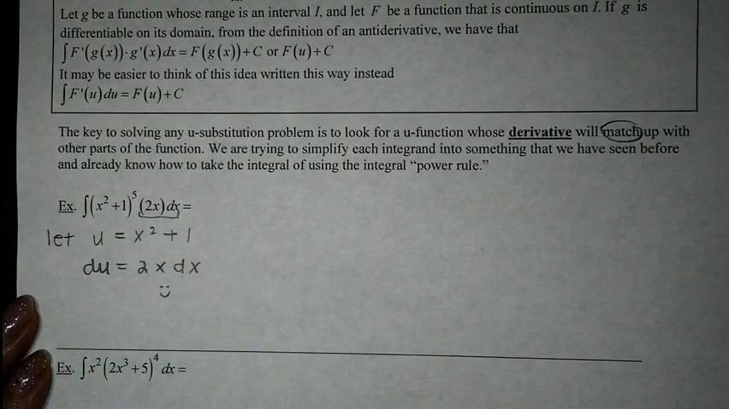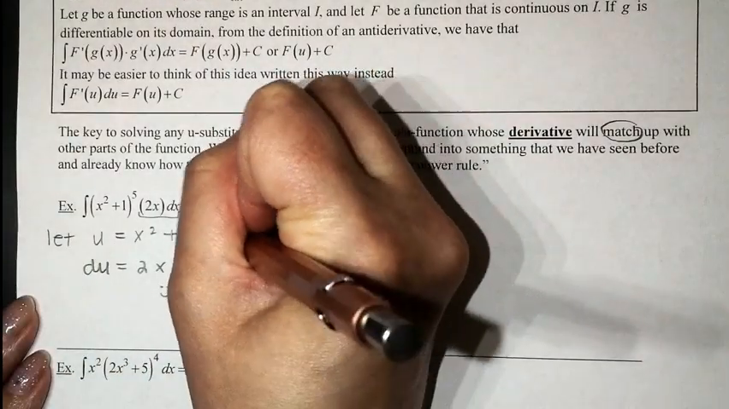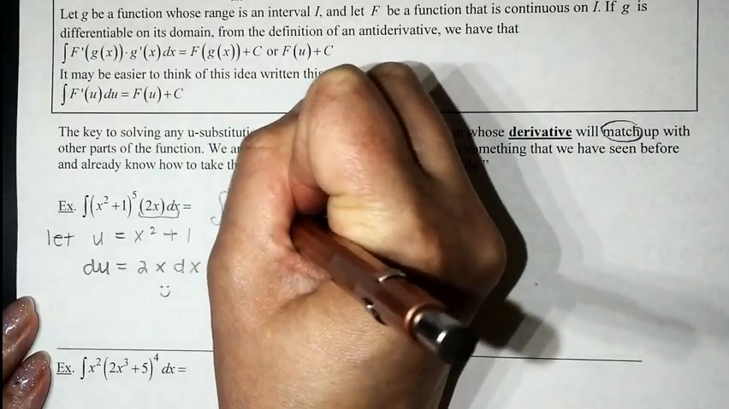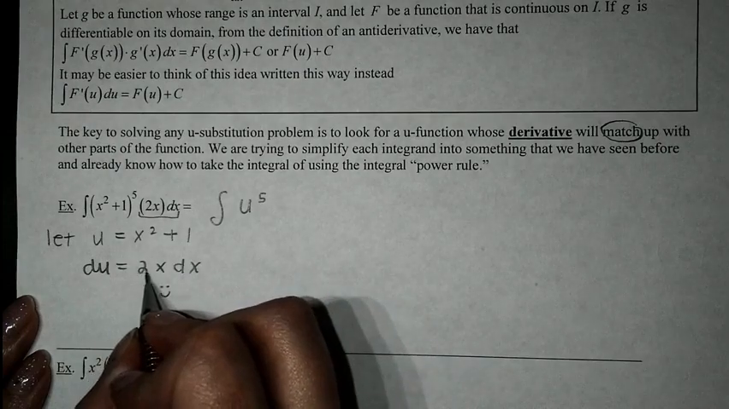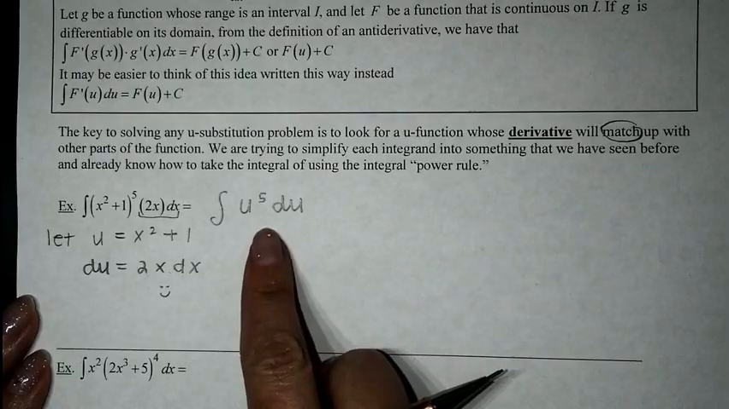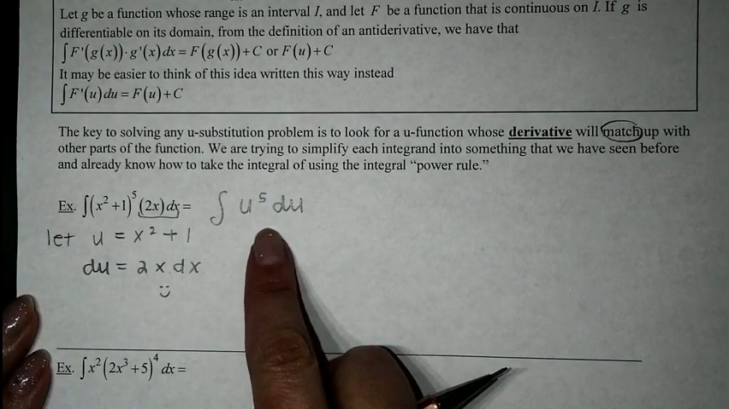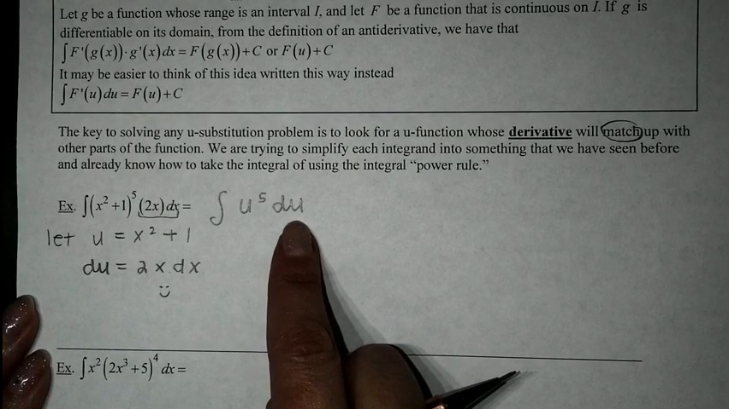Now, what you're going to do, as the name of this method says, is substitute. You have that u is x squared plus 1, so you have the integral of u to the power 5 times, you know that du is 2x dx, which is perfect, so you have du. Now ask yourself, can we integrate this u to the power 5 du? Absolutely. Why? We can use the power rule, okay? Do you agree with that?